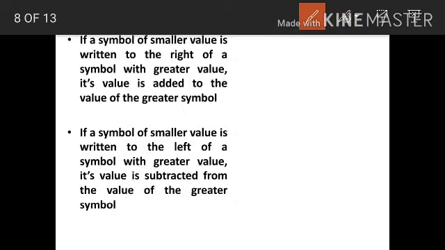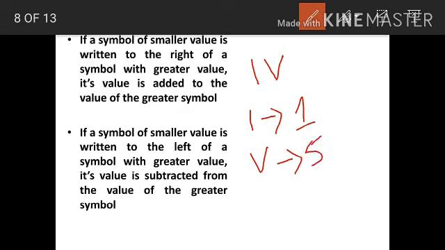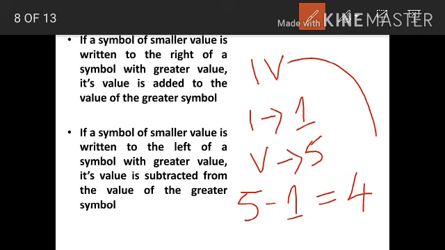So, consider another example, IV. We know that I is 1 and V is 5. So, when I is written at the left of V, it means that we have to subtract 1 from 5. If we subtract 1 from 5, we will get the answer as 4. So, IV means 4.